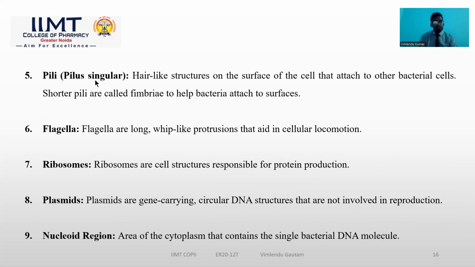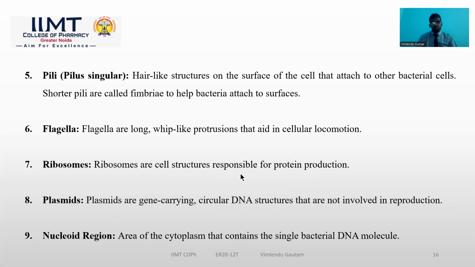Pili, or pilus, which is the singular form. It is a hair-like structure on the surface of the cell that attaches to other bacterial cells. Shorter pili are called fimbriae. It helps bacteria to attach to surfaces. Flagella are long, whip-like protrusions that aid in cellular locomotion.